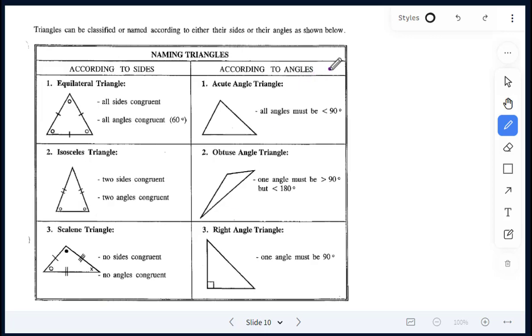And then we have classifying triangles according to their angles. An acute angle triangle has all angles less than 90 degrees. An obtuse angle triangle will have one angle, this angle here, greater than 90 degrees, but less than 180. So this would be an obtuse. It just needs one. As long as one angle is obtuse, we can call that an obtuse angle triangle. And then for the right angle triangle, one angle has to be 90 degrees. It's usually represented by that square in that corner. That means 90 degrees, so a right angle triangle.